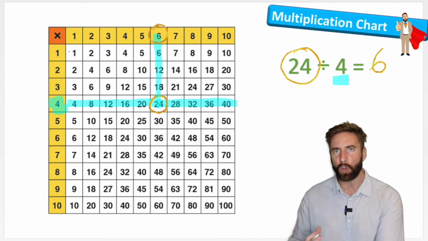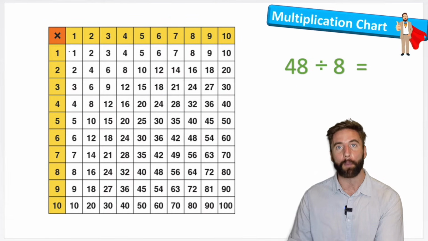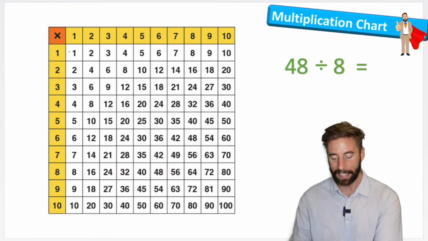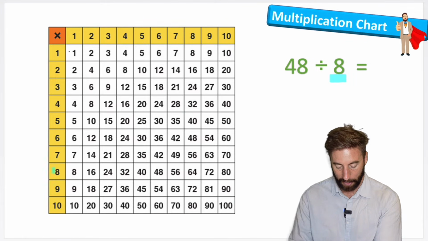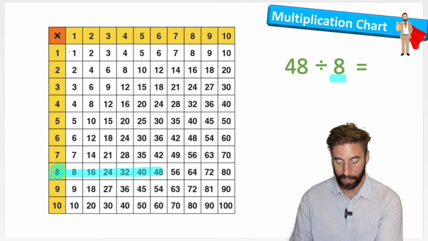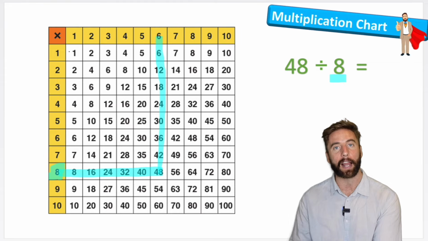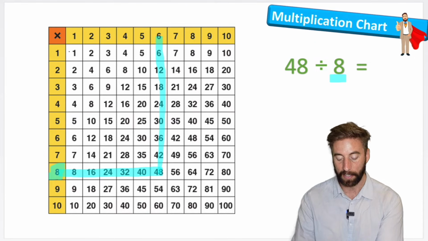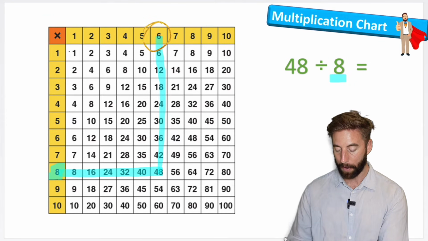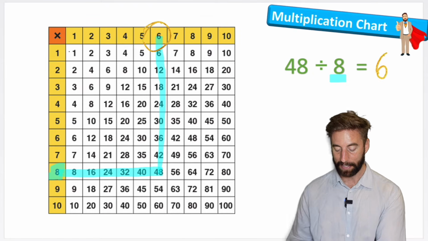Crazy. This is so useful. Let's have a look at one more. 48 divided by 8. Again, I'm going to find my 8 on the side. Here it is. Look along for 48. There he is. And then draw a line up. And where do I land? I land on 6. So the answer to 48 divided by 8 is 6.